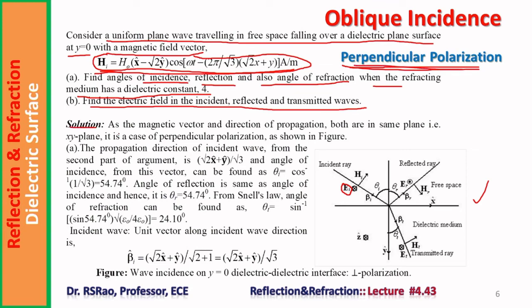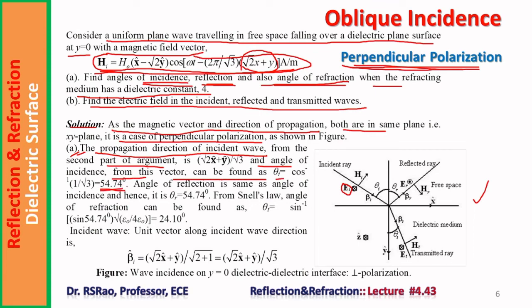Now solution process. As the magnetic vector and direction of propagation both are in the same plane, it is a case of perpendicular polarization. First we consider A. Here we are asked to find out angles of incidence, angle of reflection, and angle of refraction. A. The propagation direction of incident wave, from this part of the argument, can be written as square root of 2 x cap plus y cap by root 3. And angle of incidence can be found equal to cos inverse 1 by root 3.